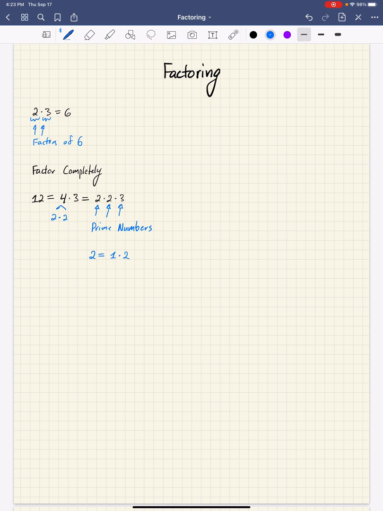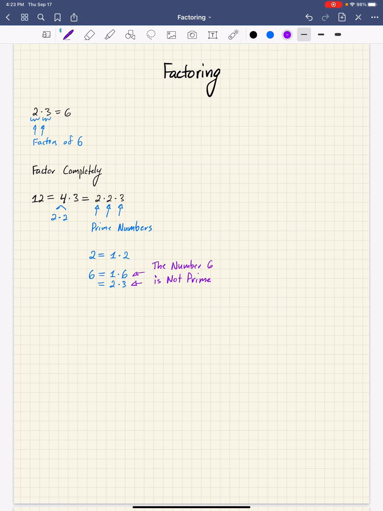Now let's look at another example. Let's say we have the number 6. Well, 6 can be written as 1 times 6, but it can also be written as 2 times 3. So since there are two ways to write this number, we conclude that the number 6 is not prime.